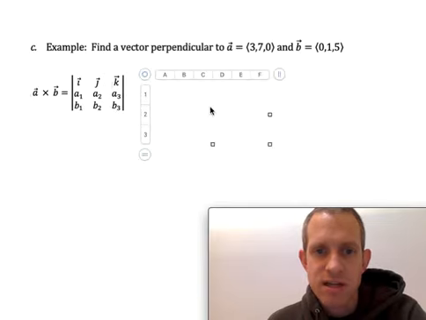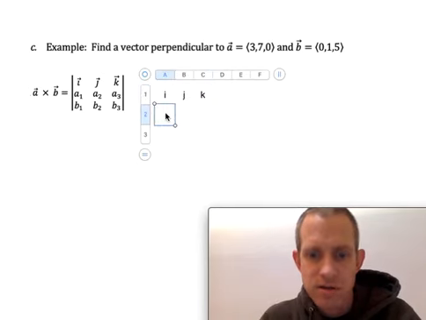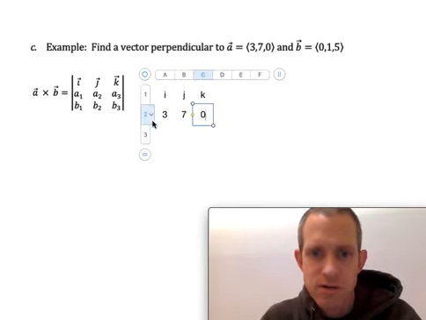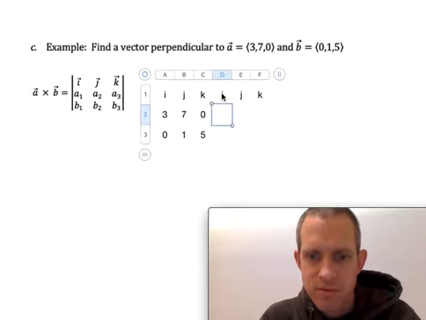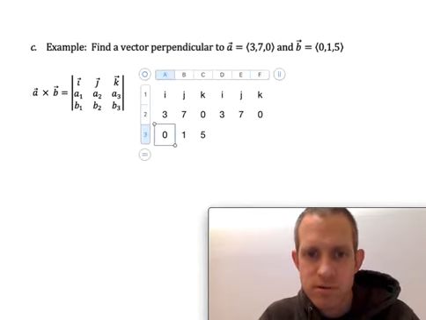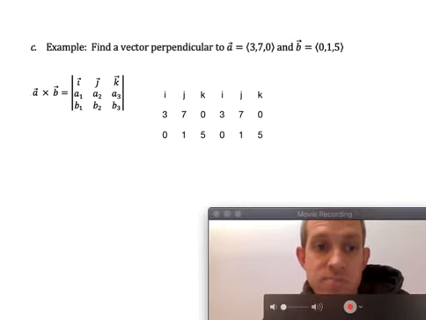And the technique that I use to find the determinant is I just write 2 copies of it back to back. So here's the first copy, 3, 7, and 0, and 0, 1, and 5. And then I'll just do that again over here: 3, 7, and 0, 0, 1, and 5. And then I do a bunch of multiplications.